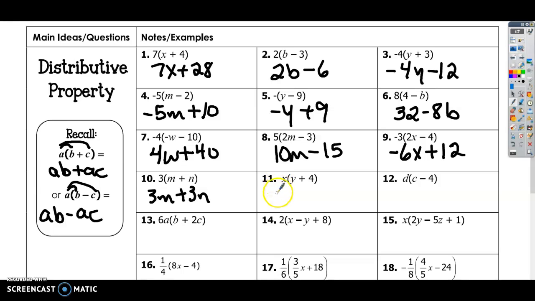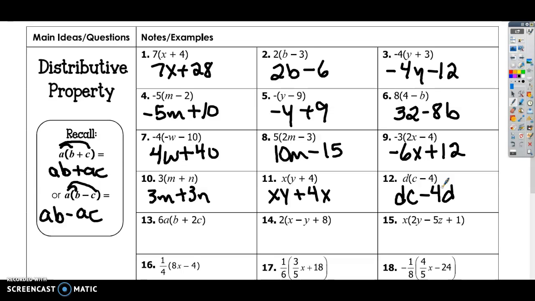On number 11, you have x times y, and then you have x times 4. Even though it's x times 4, we always write the number first. So that's the same. x4 is the same as 4x. So get in the habit of writing the coefficient before the variable. All right, number 12, d times c. And d times negative 4. Again, I'm going to put the negative 4 before the d.